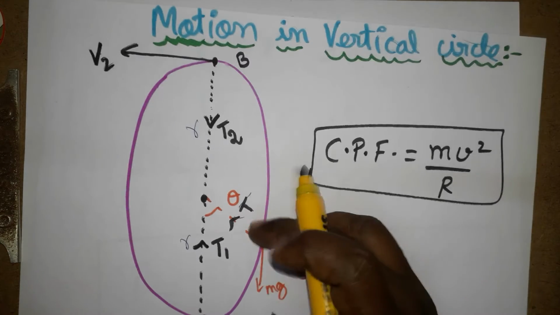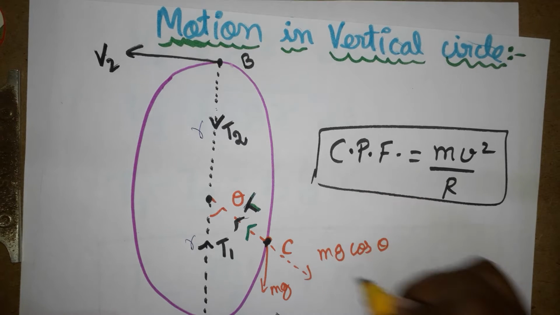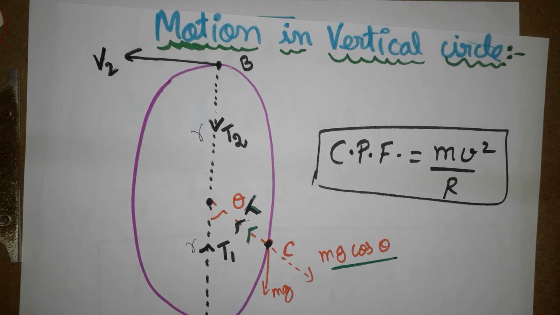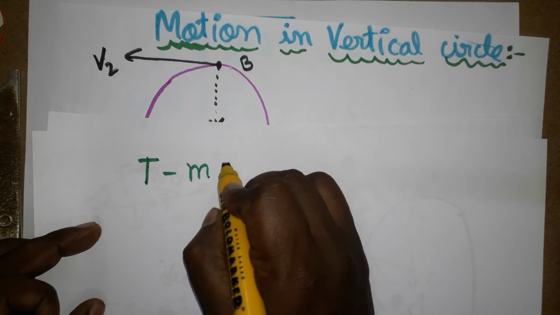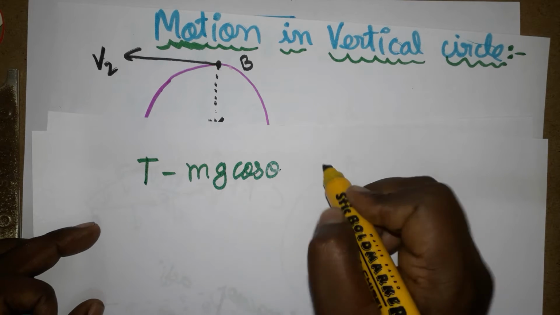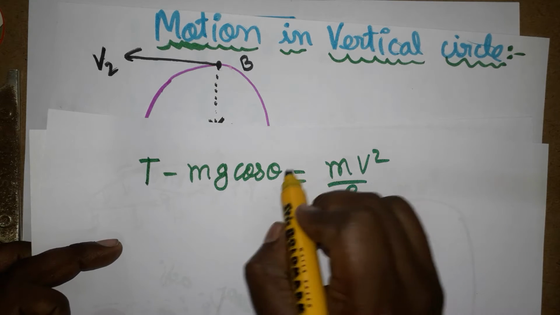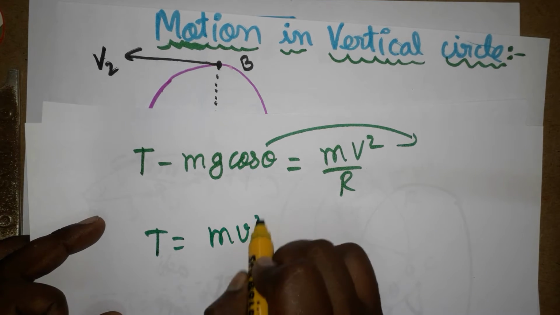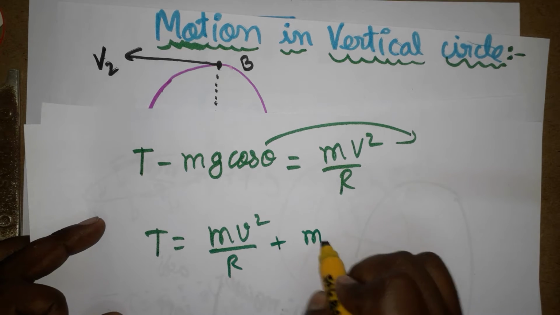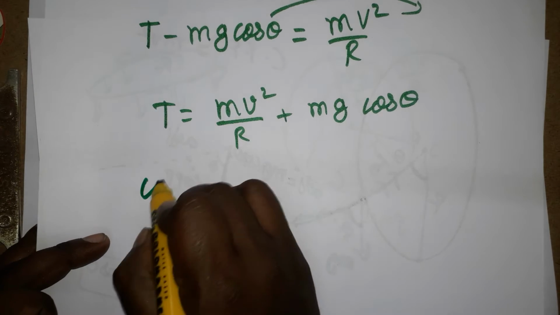In this circle, towards the center will be tension T, towards the center will be centripetal force, and outward from the circle will be mg cos theta. Now, I take that particular point: T will be towards the center, mg cos theta will be outwards, and that is equal to centripetal force mv square divided by r. From left side to right side I bring it, tension is equal to mv square divided by r plus mg cos theta.